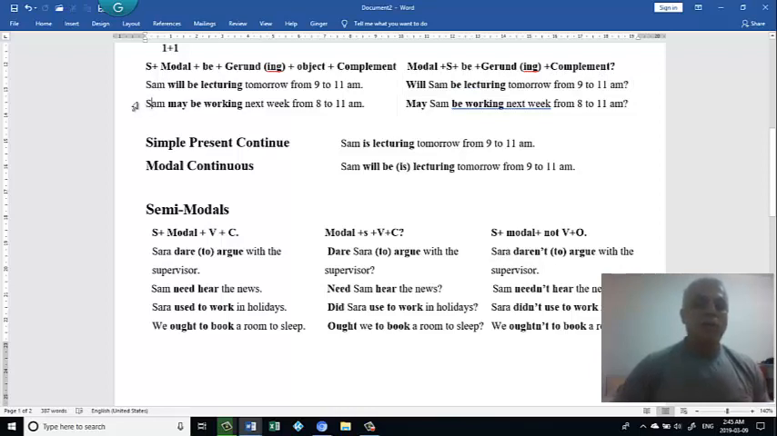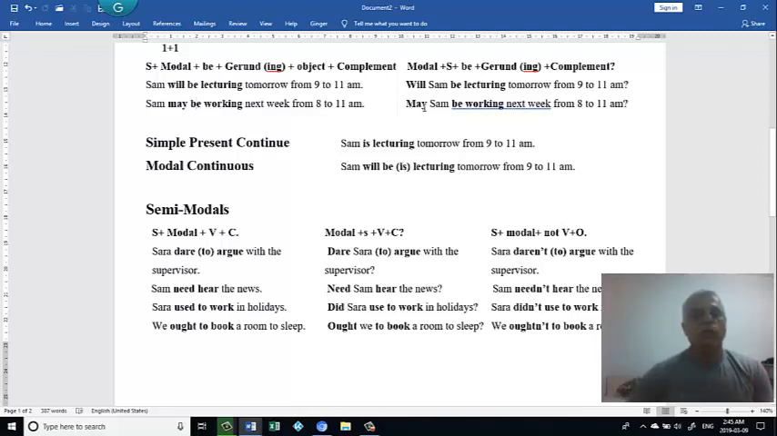Sam may be working next week from 8 to 11 a.m. Same thing here: subject, then may as a modal, then we have be as the root of the verb coming after the modal. Then we have working with the ing form. That's the reason, if you remember, we said Sam is the subject, may is the modal, then I have be here, which is the same thing as is. That's the reason we make this one working in the ing form.